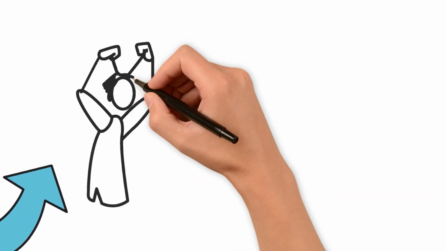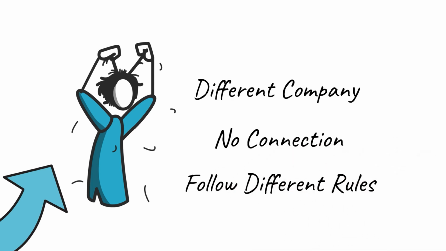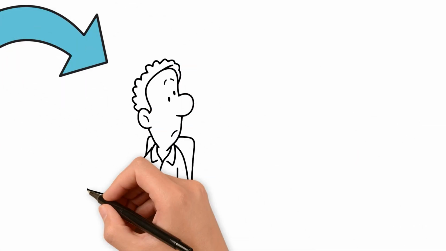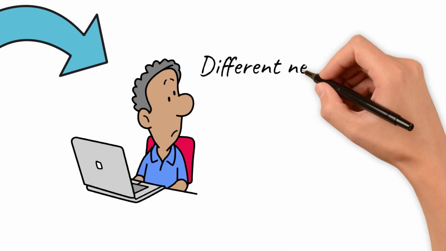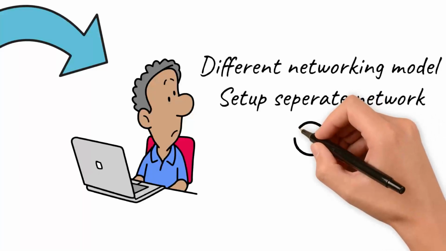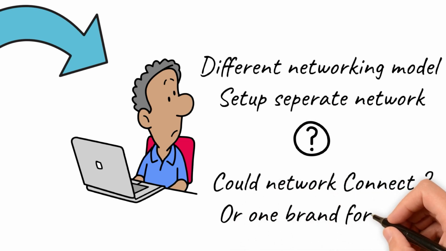Initially, this wasn't a big issue, but soon it became a serious problem. Computers from different companies struggled to communicate clearly because they followed different rules. Network engineers always had to deal with different networking models and set up separate networks just to keep things running. The big question was, could these networks even connect? Or did businesses have to commit to just one brand forever?